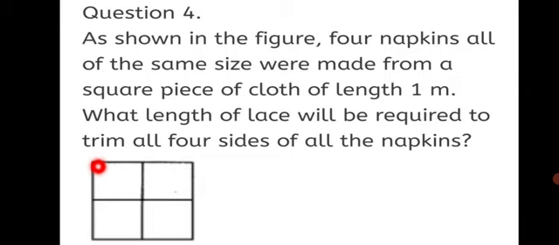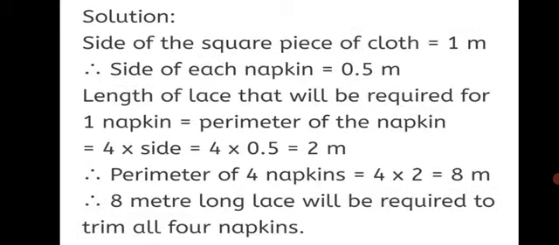So if we find the length of all sides, then we will come to know for one napkin how much lace is required, and when we multiply by 4, because there are 4 squares made, we will come to know the total length of lace that will be required. So let's look at the solution. Side of the square piece of cloth is equal to 1 meter. Therefore, side of each napkin is equal to 0.5 meter, as I mentioned to you.